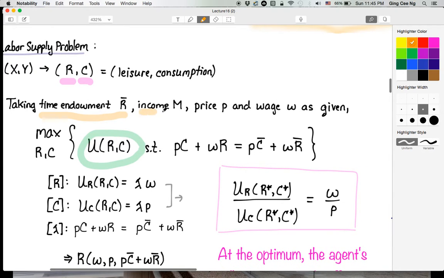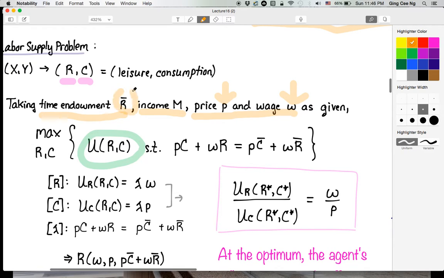Income M is the exogenous non-labor income he just received at the start of this problem. And then the prices. Price P is the price level of all consumption goods. Wage W is a nominal wage that he's getting in the marketplace for his hour or unit of labor supply.